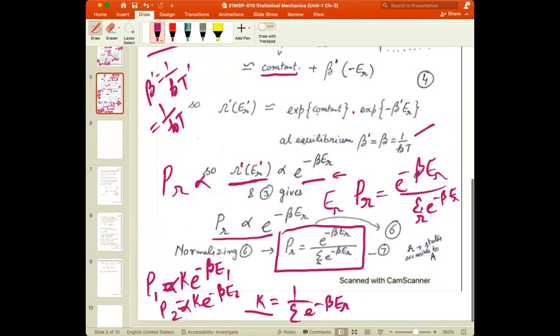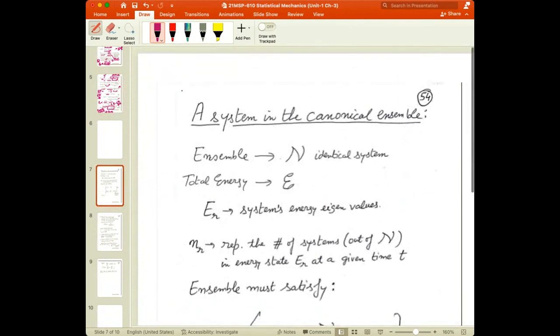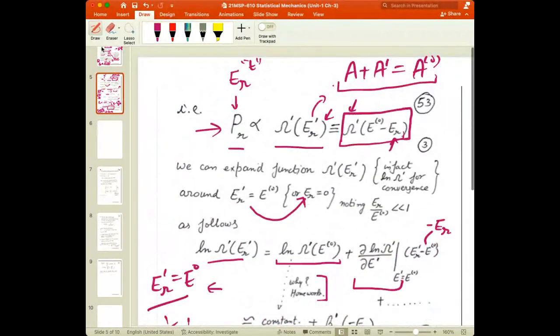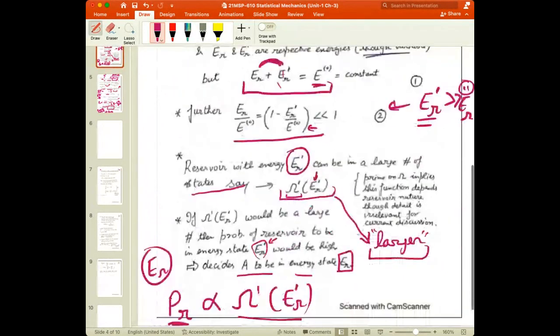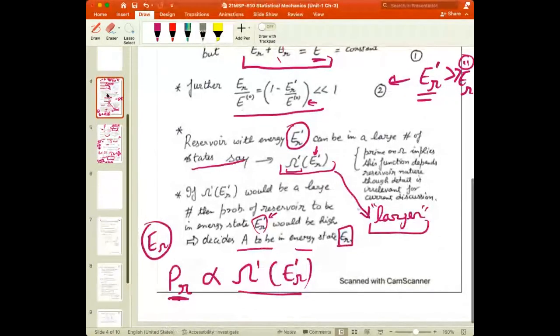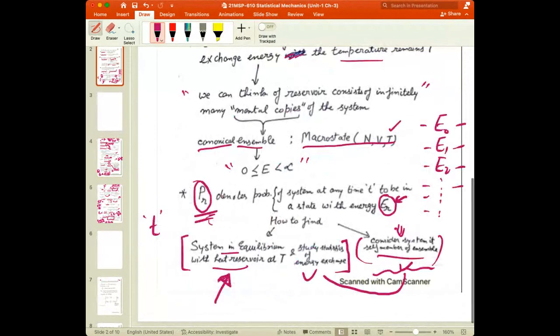No questions? Okay, so let me say a few things now. As I said, this was the probability I calculated. In fact, if you remember, we began with the argument that I can calculate this probability. Let me go to my earlier slide, one page back. Here, I am interested in the probability for my system A to be in energy eigenstate E R. I want to calculate this.